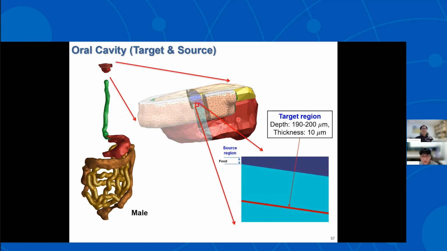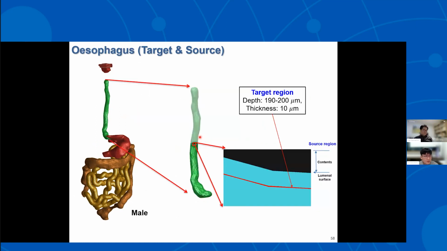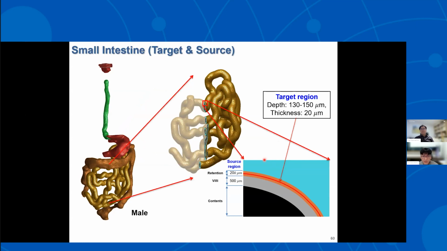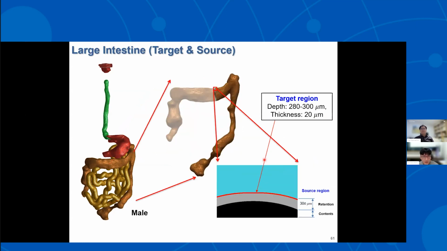So this slide shows the target and source regions for the oral cavity in the male phantom. And this is the esophagus; the 10 micrometer thick target region is well defined in the mesh phantom. And the stomach, not only the 14 micrometer thick target region, but also the 300 micrometer thick source region is well defined in the mesh phantom. And this is the small intestine and large intestine.